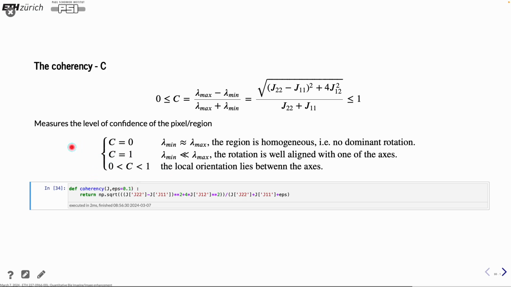Okay, so if the coherency is 0, then we have a homogeneous region which doesn't really have any dominant orientation. If it goes towards 1, we have some orientation and well aligned in one of the axes. It doesn't say which one, but at least we have an indication in this region there is a preferential direction. And everything in between, we have a mix between the two of them.